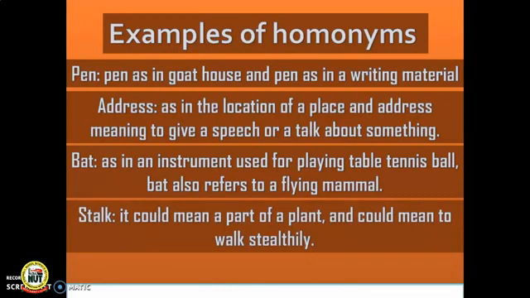Stalk. It could mean a part of a plant. You know your plant, right? The stalk is the part right around the stem area below. Then you have stalk, like walking very closely, like stalking around mommy. You don't want to leave her alone. You're just getting paranoid, very annoying, like you're harassing her, following her everywhere, tiptoeing behind her and all of that. You're stalking her, and that could be annoying sometimes.